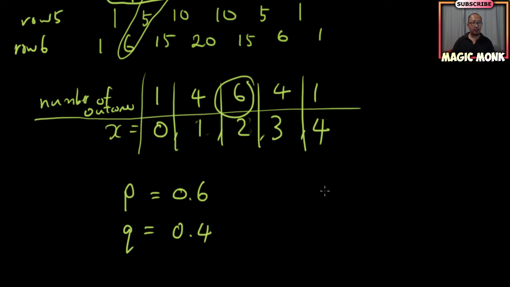So what I'm going to do now is give you guys the question. So let's say n is 4 trials again. P, the probability of success, is 0.6. Probability of failure is 0.4. So then if I want to know the probability of getting 3 successes when n is equal to 4.